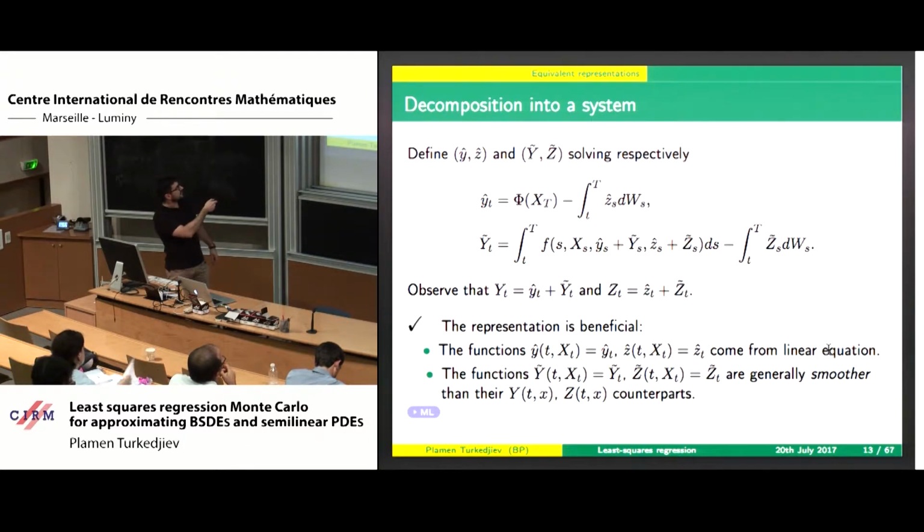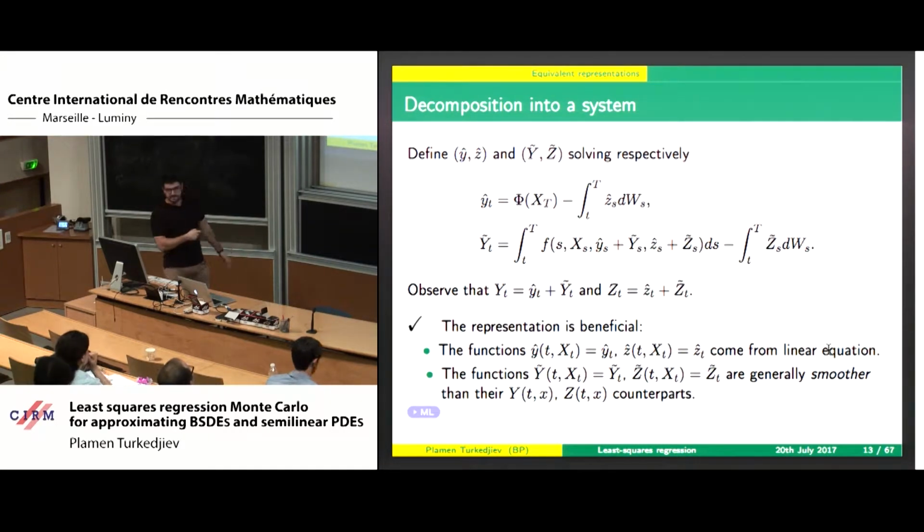And in fact, if we just add these two equations together, on the left-hand side we'll have little y plus big Y. In the stochastic terms, we'll have little z plus big Z. And in the driver, we'll have little y plus big Y, little z plus big Z. We've just come back to our original equation.